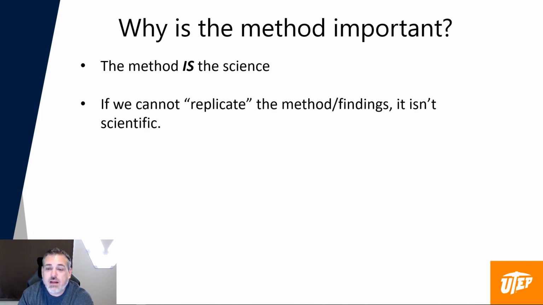First off, if we can't replicate the method or findings, then what we've done simply isn't scientific. In my context, what that means is if I can't give someone my data and they can't replicate the study I did through my data, then what I did wasn't scientific. I basically made it up. And so that ability to replicate findings using the same method is pretty tantamount to actually engaging in science. And that's why the method part of political science is so important.